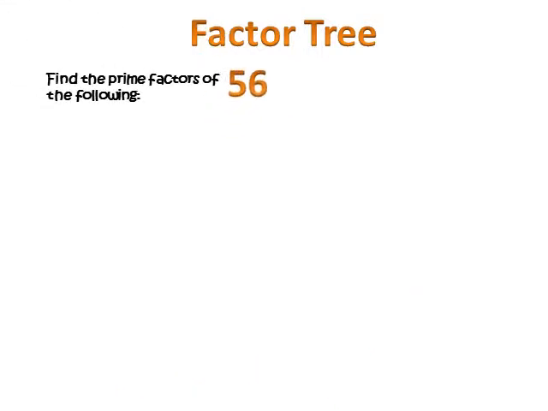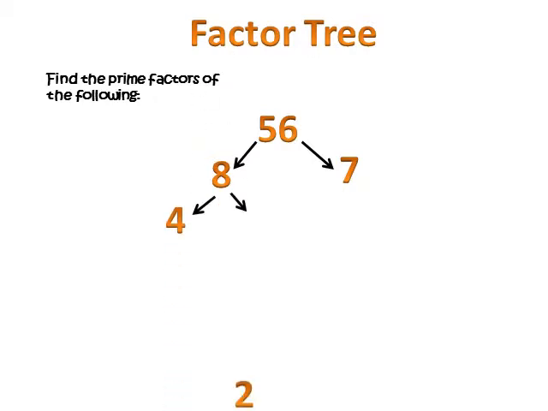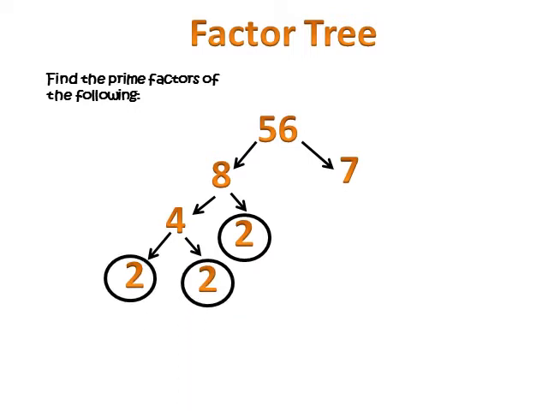Okay, so let's try 56. Can you think of any two factors that will equal 56? For me, I'll try 8 and 7. 8 you can still factor as 4 and 2, and 2 is already prime, so let's encircle that. And then 4, you can factor with 2 and 2, and they're both primes, so let's encircle that. And then let's go to the other part of the tree, which is 7. Since 7 is a prime number, you encircle that.